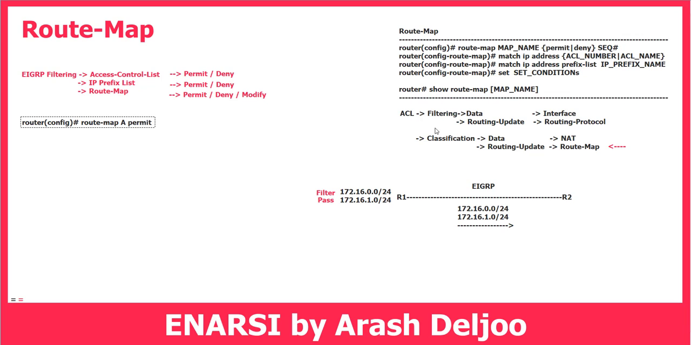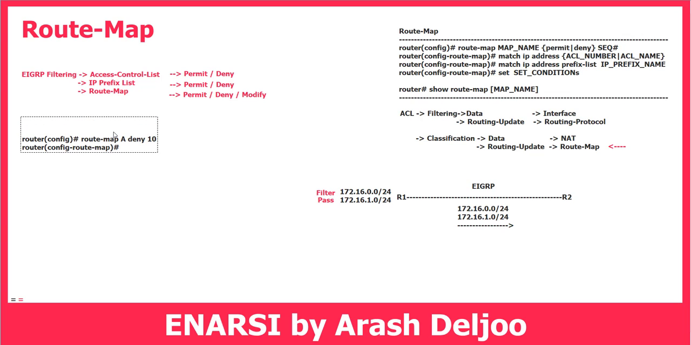Or if you want, you can use route-map A deny, and then in the route map we have a sequence number. For example, sequence 10. We have a sequence number with the same concept as the IP prefix sequence number and also the ACL sequence number. Then we are entering the route-map config mode. Now here we need one ACL. Let me show you the configuration of the ACL.